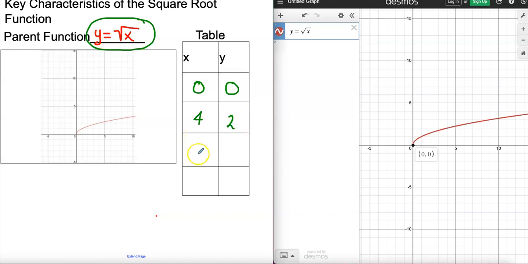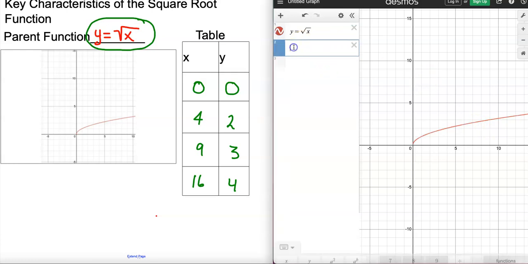Well, what if X is, let's think of another clean number. What if X is 9? Then your Y value would be 3. And what if X was 16? Then quite naturally your Y value would be 4. And so if I wanted to plot all of these values on this graph, you'll notice that they'll fall somewhere on top of the graph. So let me show you what I'm talking about.